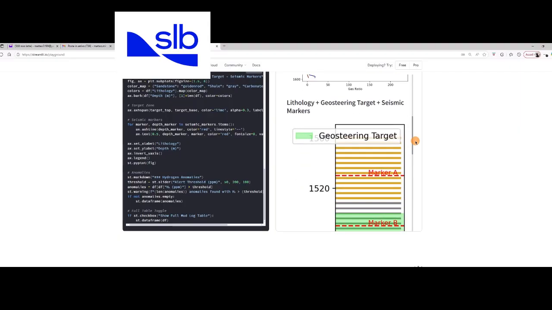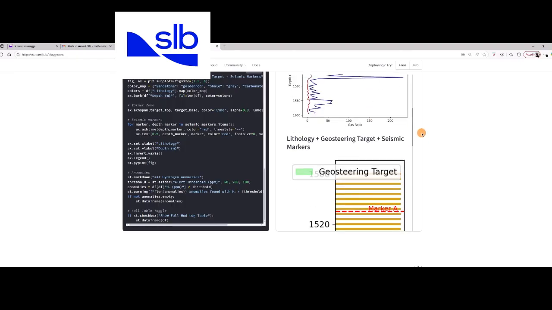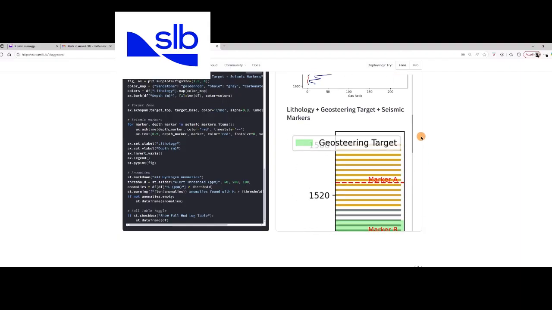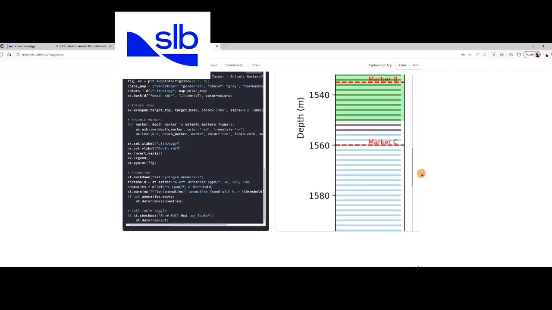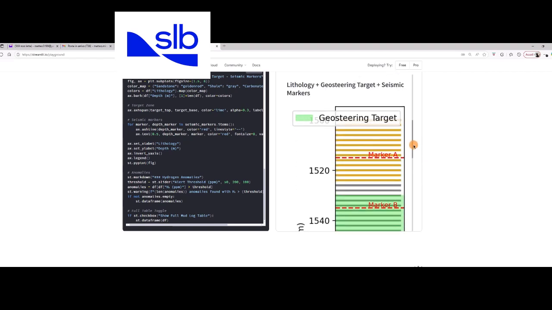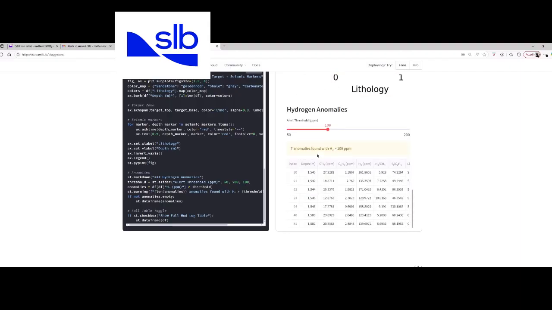We have also plotted the lithology plus geosteering target and seismic markers. In this case, we have a link to seismic analysis and geosteering acquisition. We have marker A, marker B, and marker C, and in this case the different markers were evaluated in a first step by seismic, and we also have three types of lithology.